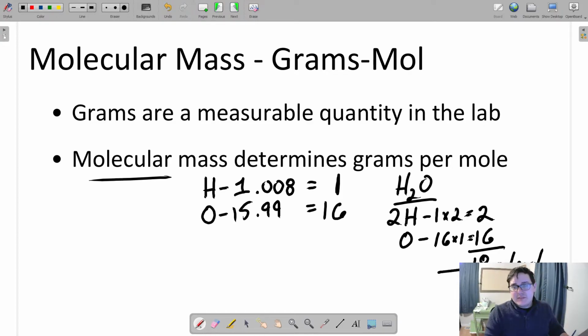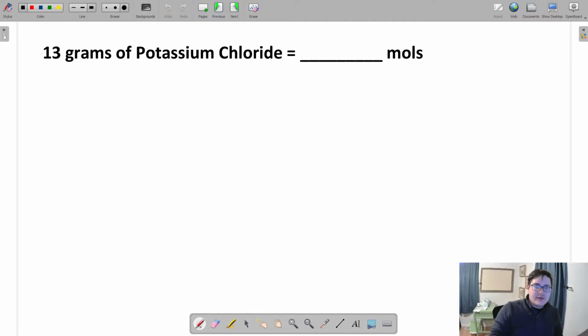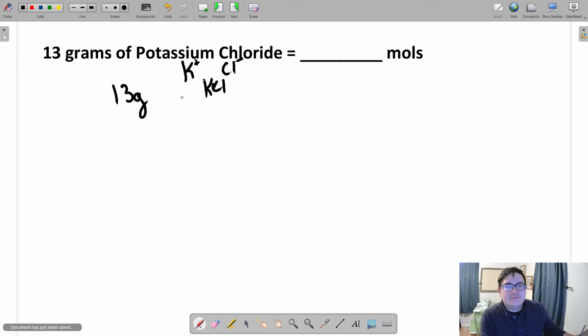How do we use this number? Well, let's practice and let's try it out. We have 13 grams of potassium chloride. Now, this is kind of a little bit of a tidbit of pushing you. Make sure you're following with potassium chloride. What would that be? That would be K, which is a plus, Cl, which is a minus. Give me KCl. Okay? I might just give you the names. I might not give you the molecules. So, KCl.